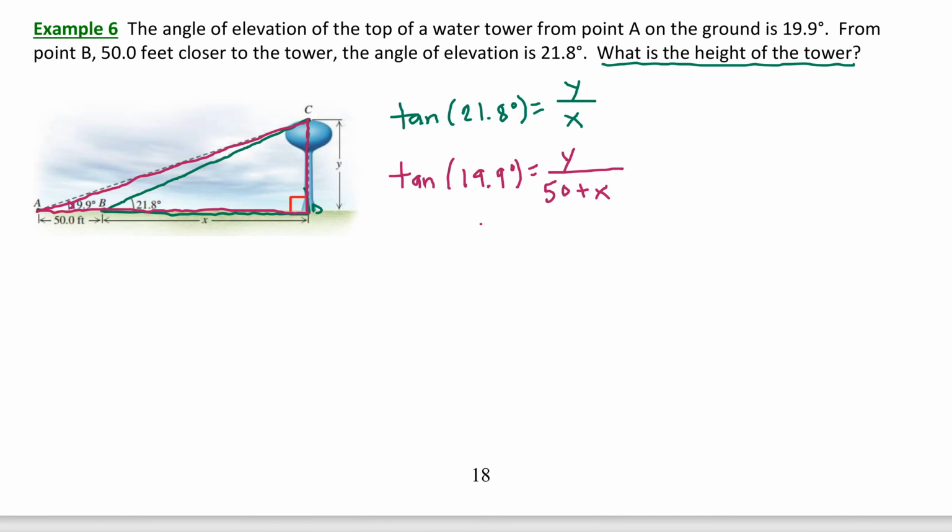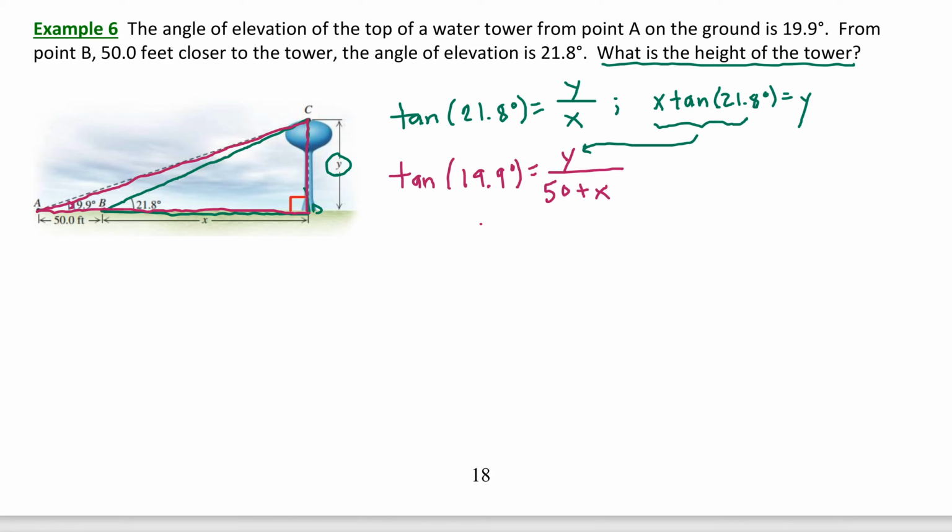So now we have a system of 2 equations and 2 variables. We can solve this system by substitution. Keep in mind we're most interested in solving for y. So let's isolate y in that first equation. Notice we can multiply both sides by x. We get x tangent of 21.8 degrees equals y. So at this point, I could take this information here, plug it into the other equation for y, and I would have an equation in one variable that I could solve.